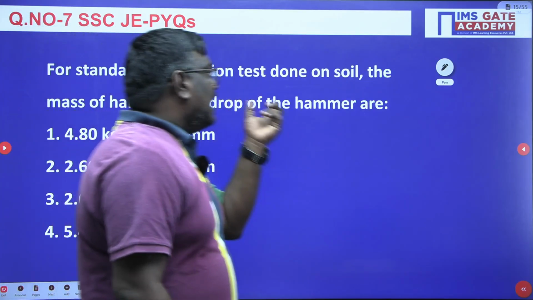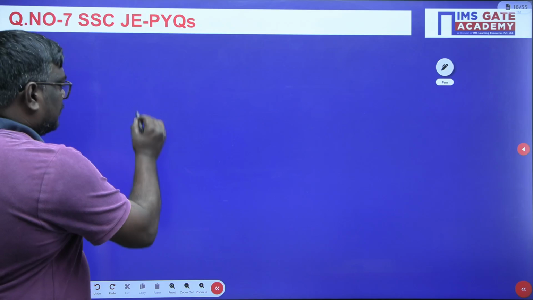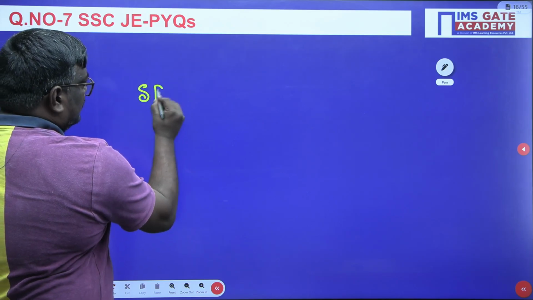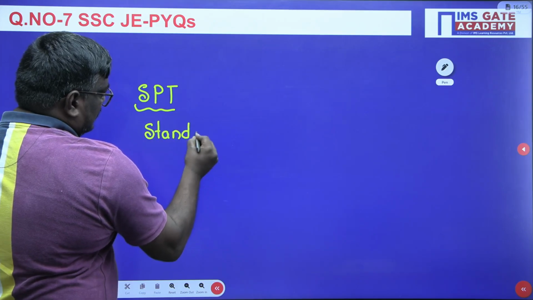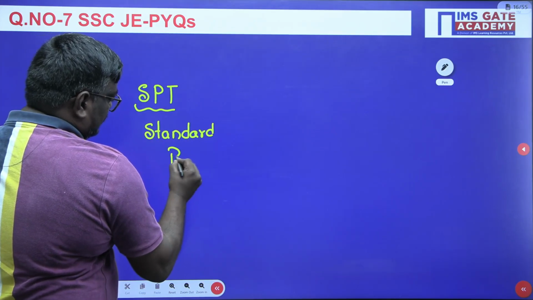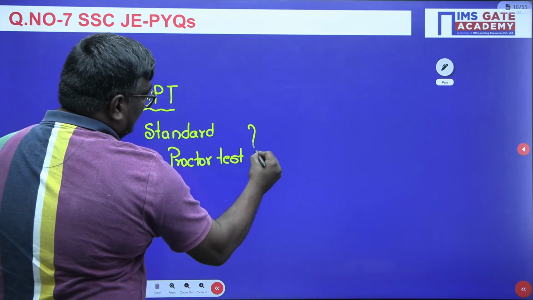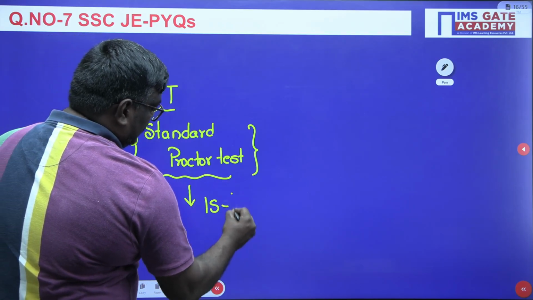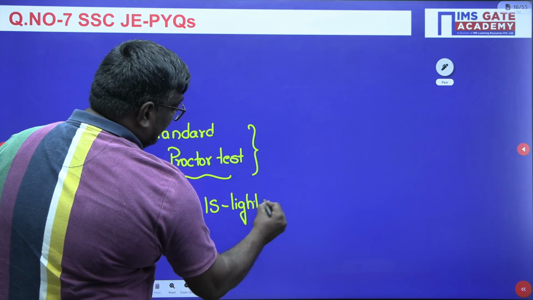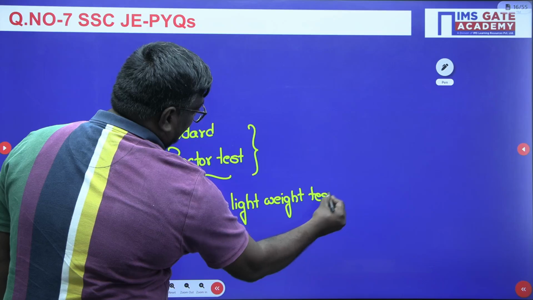Now, see students, for a standard compaction test, the mass of the hammer and the drop of the hammer is asked. We have two types of tests. One is the standard Proctor test. It is not the standard penetration test, for your information. The standard Proctor test is also known as the Indian Standard Light Weight Test.